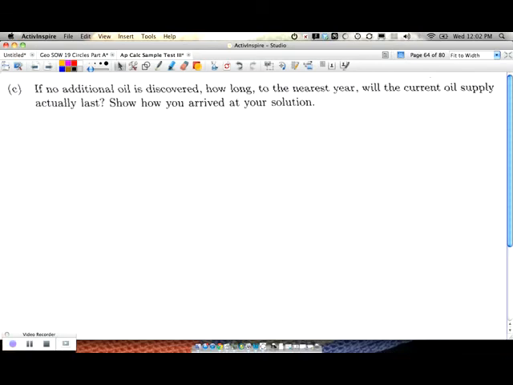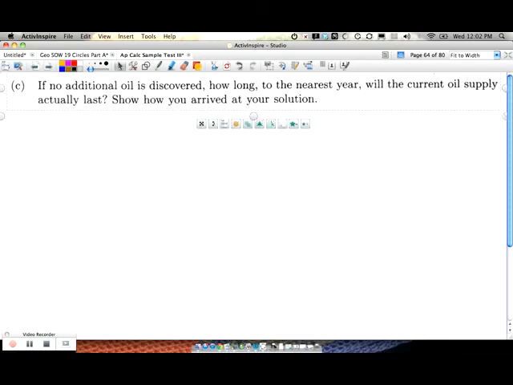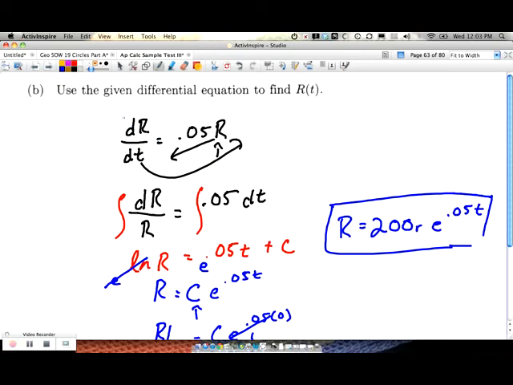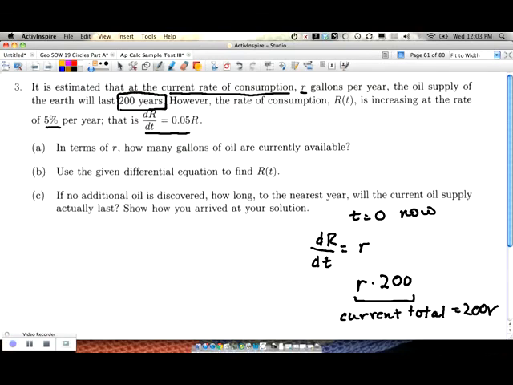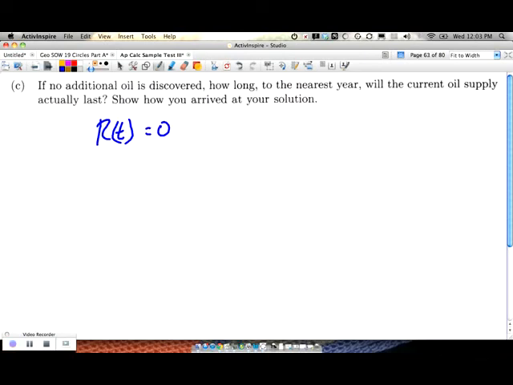So what we're trying to do is figure out when our consumption goes to 0. Well, if we want to figure out when our consumption goes to 0, we're actually having a negative growth. So what we need to do is see when big R of t equals 0. Let's notice something here real quick. It says that it's decreasing. This says 0.05 of r here. So if we were to graph this original equation, we want to see when that comes down to 0.